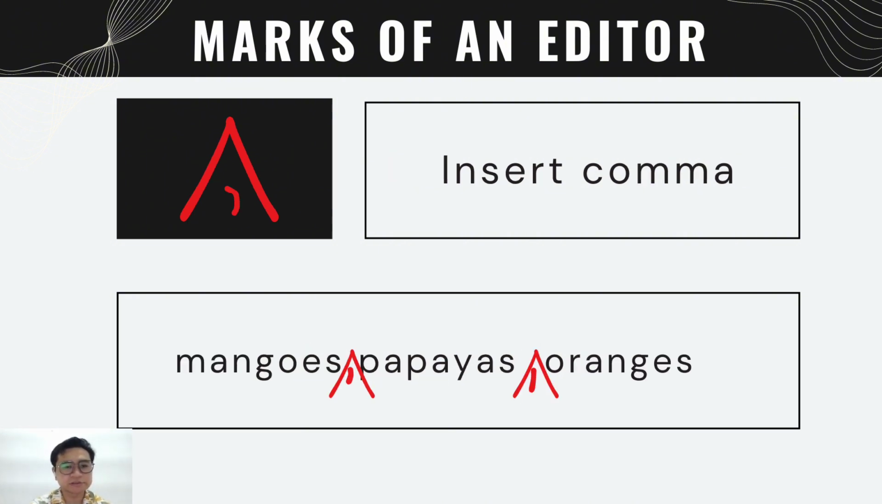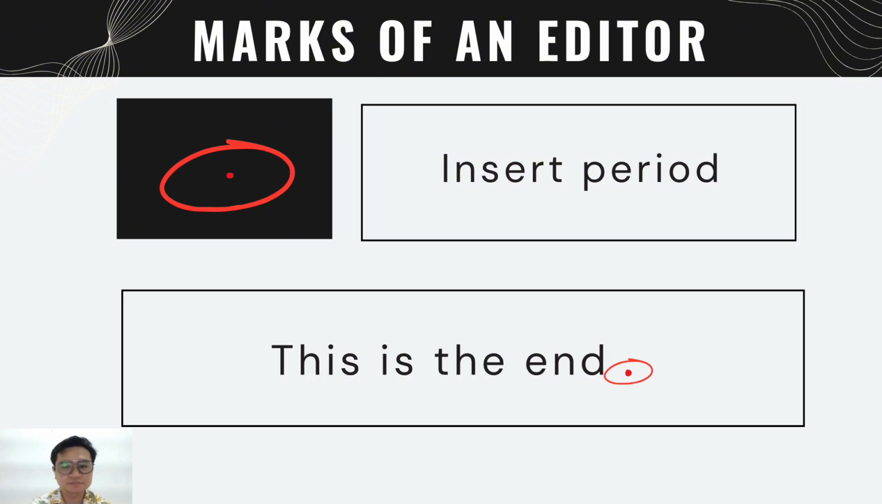We use a comma to signal a pause or to separate each item in a series. For this example, we use it to separate mangoes, papayas, oranges. We also use it for dates, between clauses for an introductory clause, or to set off a name of someone you're addressing directly. Next up is insert period.